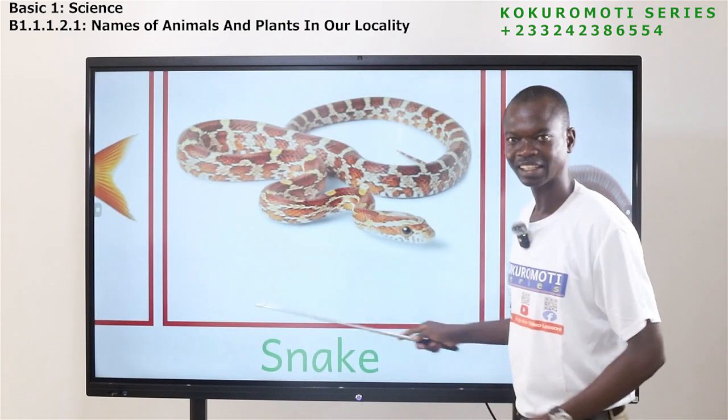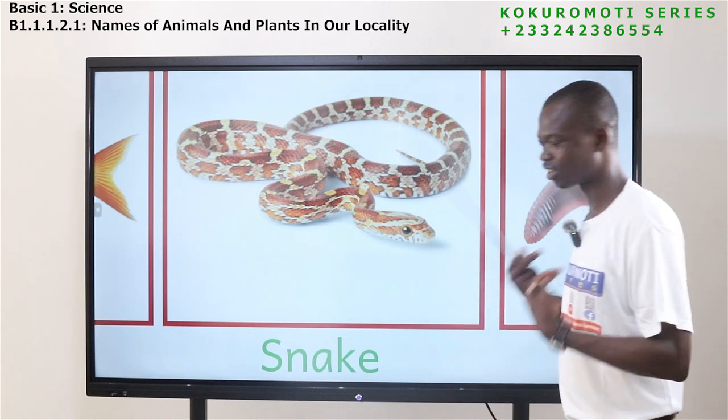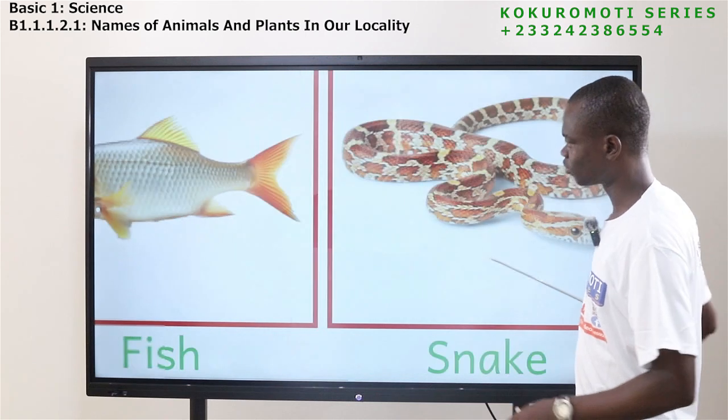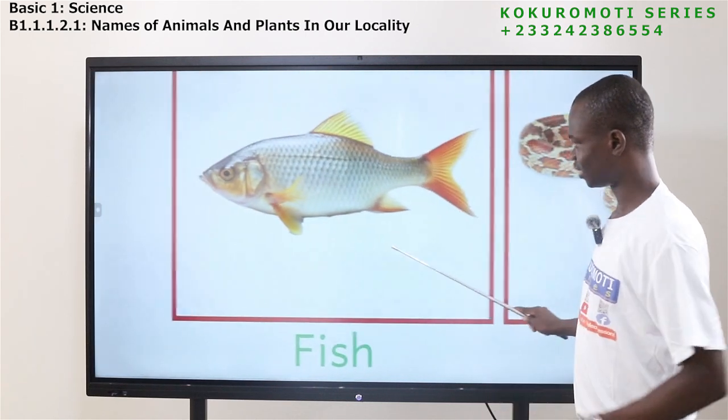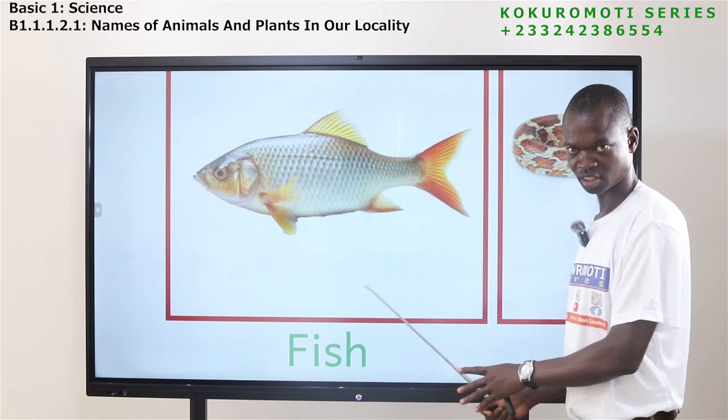This is snake. I know some of you fear this animal, snake. In our local language, we call it what? Owo. We have another one here. This one is what? Fish.